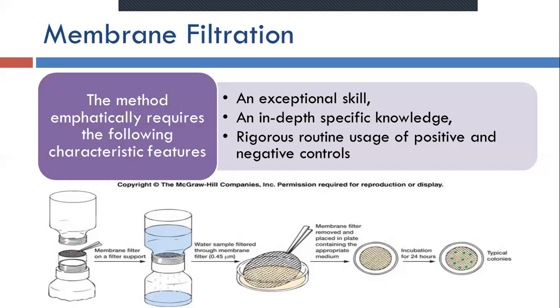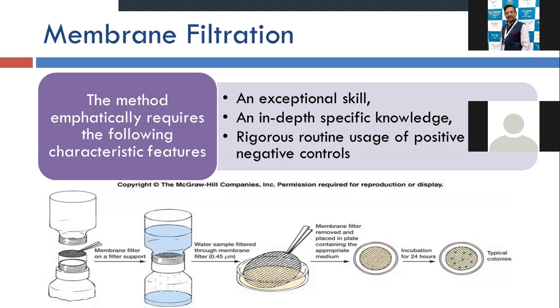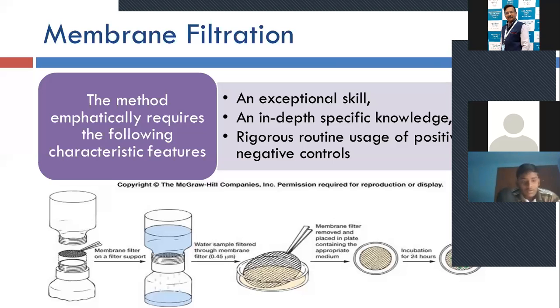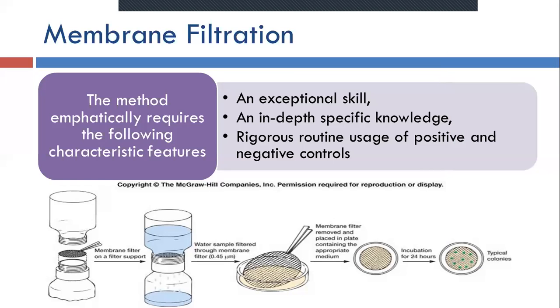The method is very simple. It emphatically requires certain characteristic features. One is exceptional skill. That means the person who is performing the membrane filtration technique for sterility testing should be highly skilled and highly knowledgeable, and should have in-depth, specific knowledge about the test being performed, and also the consequences of false reports. And rigorous routine use of positive and negative controls is very much essential, because whether it is the membrane filtration technique or the direct inoculation technique, the use of positive and negative controls is very important. We'll come to what the positive and negative controls are at a later stage.